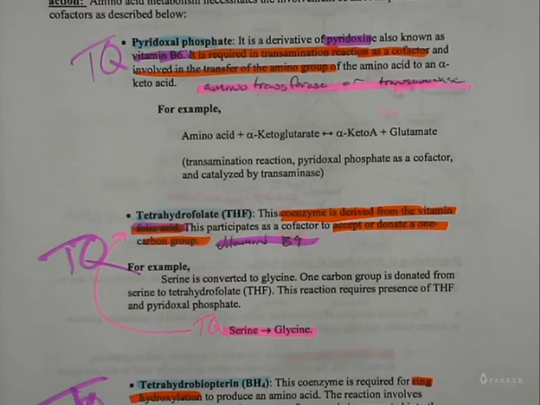So your 3 big transaminations: oxaloacetate to aspartate, alpha-ketoglutarate to glutamate, and alanine to pyruvate. I reversed that one. Those all require vitamin B6 or pyridoxal phosphate.